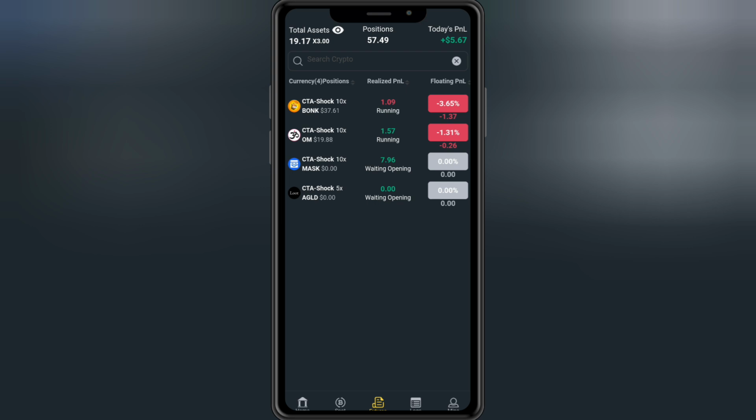Now you can see that I have a balance of $19, but I'm trading with 57, meaning I am using leverage. That is what it is. That is what is helping me to trade.